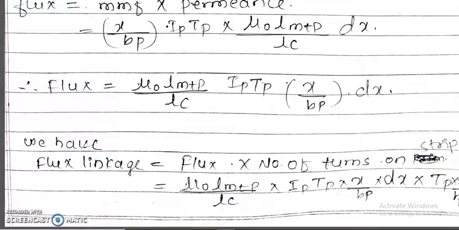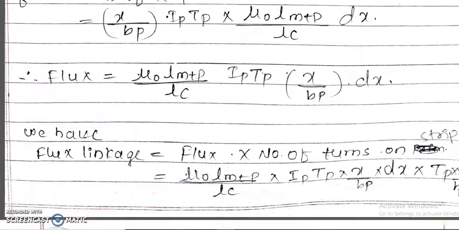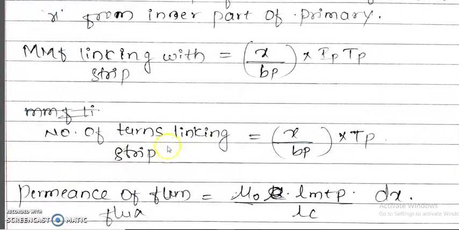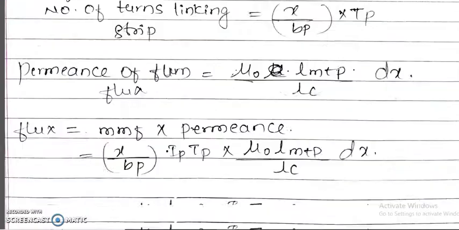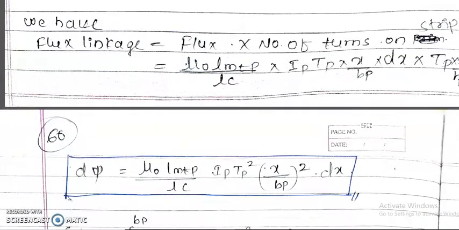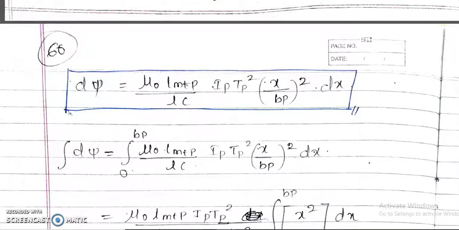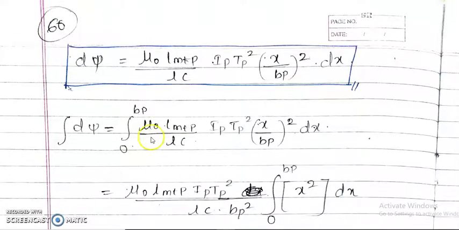Okay, so flux we know. Next is the flux linkage. What is the formula for flux linkage? Flux into the number of turns on the strip. The flux is calculated and the number of turns on the strip is calculated. Just multiply those two, and you will get the flux linkage with respect to the strip. If you integrate that with the limits from 0 to BP, you will get the complete primary winding flux linkage, understand.